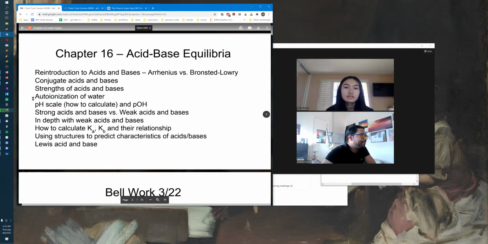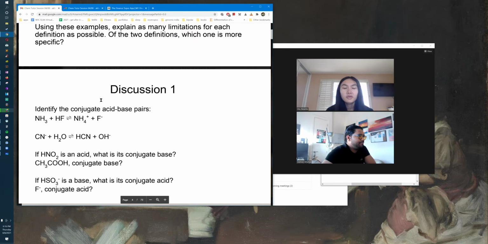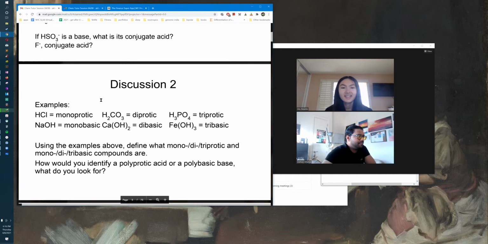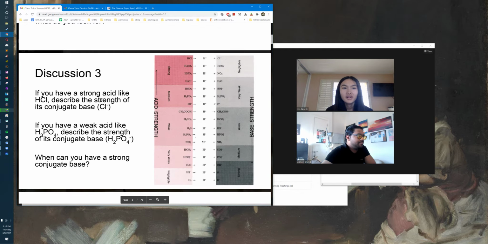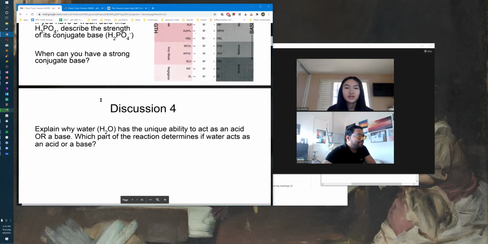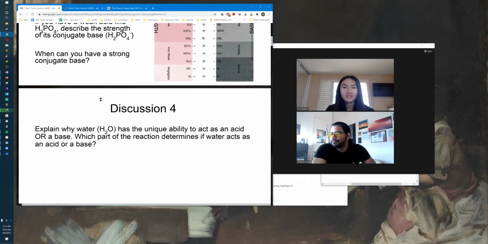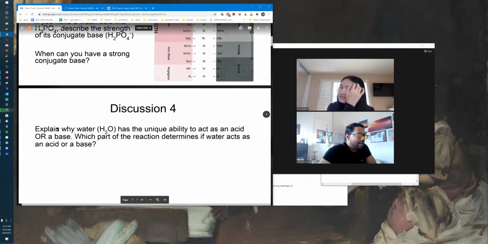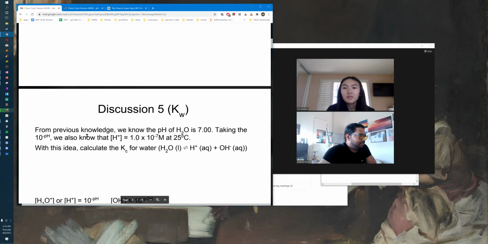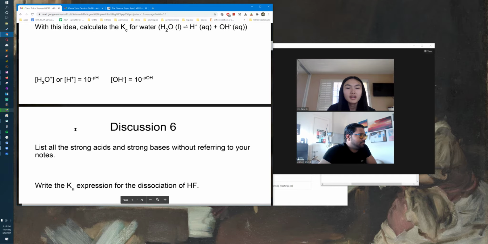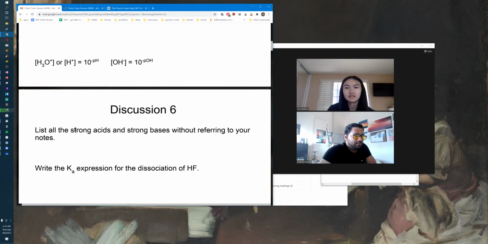Tell me about that. Well, I just know that water can tell you about Kw. What's the autoionization of water? What does that mean? Well, I know water can act like either an acid or base. It can donate the H plus or the OH minus ions.